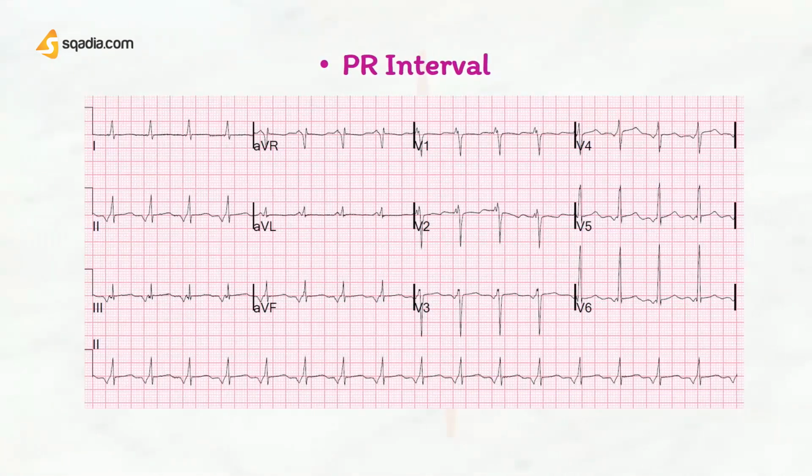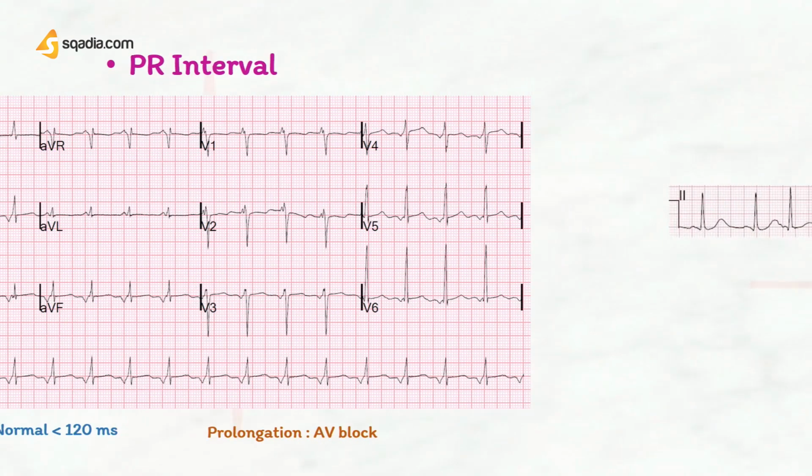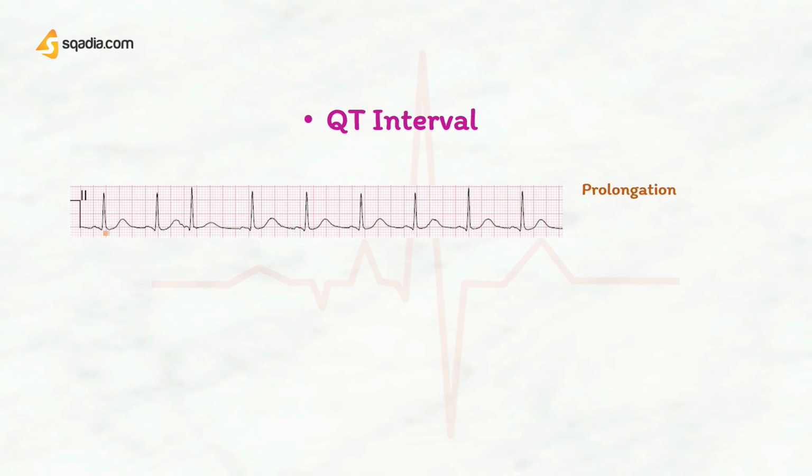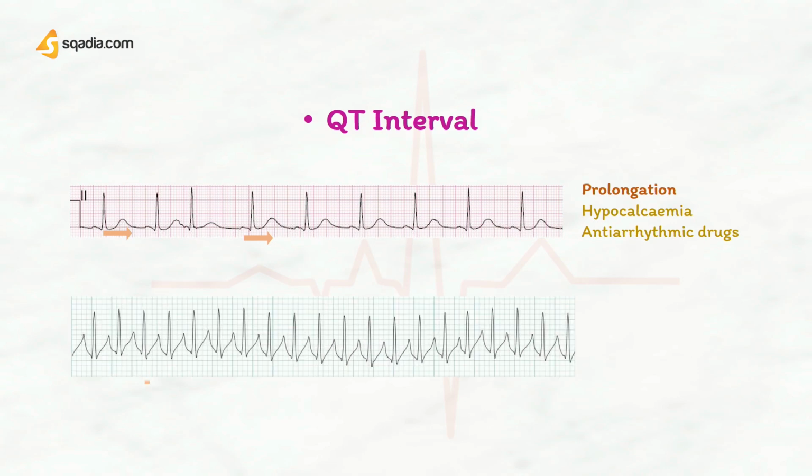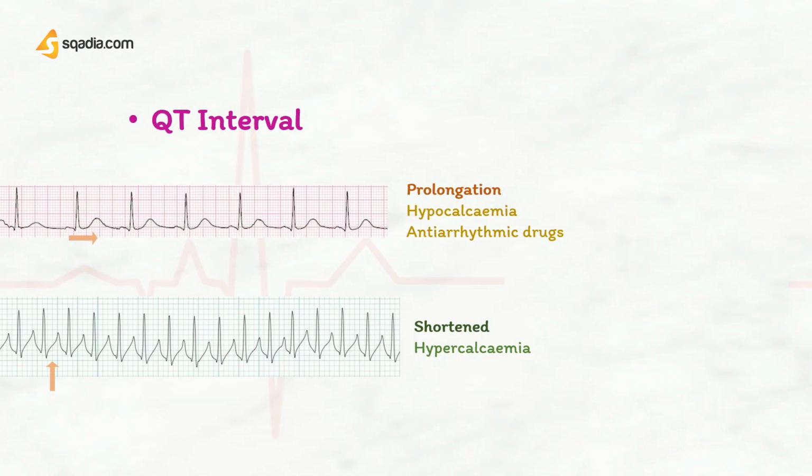Next, we take a look at the intervals. A normal PR interval is less than 210 milliseconds. A prolongation is due to an AV block. And then we look at the QT intervals. This can be prolonged with decreased calcium, as well as with antiarrhythmic drugs. And the QT interval can be shortened with an increase in calcium.